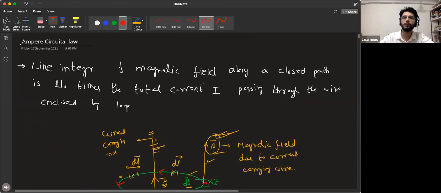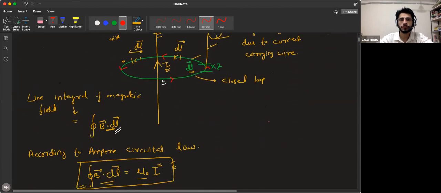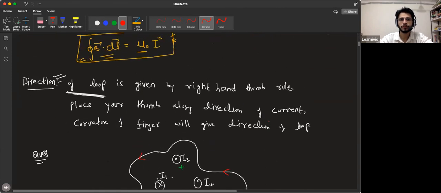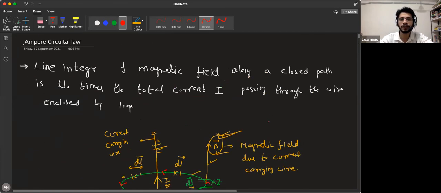Just note down Ampere's Circuital Law. Then we will do one question and then we'll start some derivations on it. Sir, we wrote it in the previous class. You wrote it in the last class. Just write this expression: the direction of loop is given by the right hand thumb rule. Those who were absent in the last class can take a screenshot. We have already finished this topic in the last class.